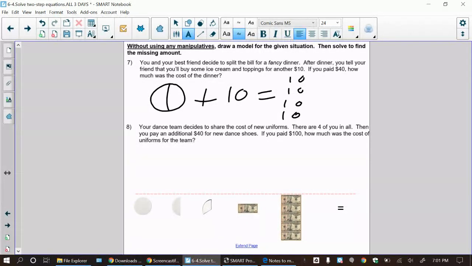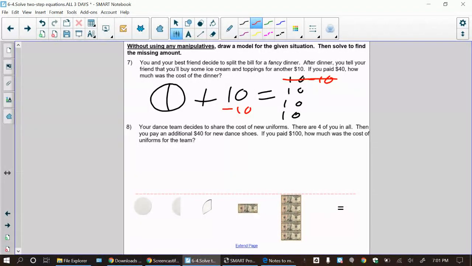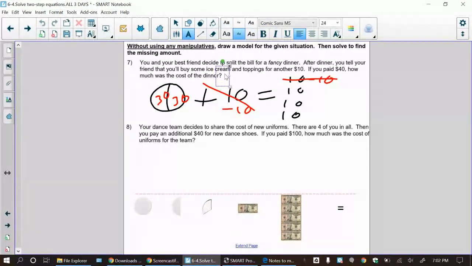Okay, so now we need to subtract our 10. That means we subtract the 10 over here. So those cancel. Those cancel. That means this half here equals 30. So was the other half equal? Another 30. So how much did dinner cost? $60. Cost $60. All right.